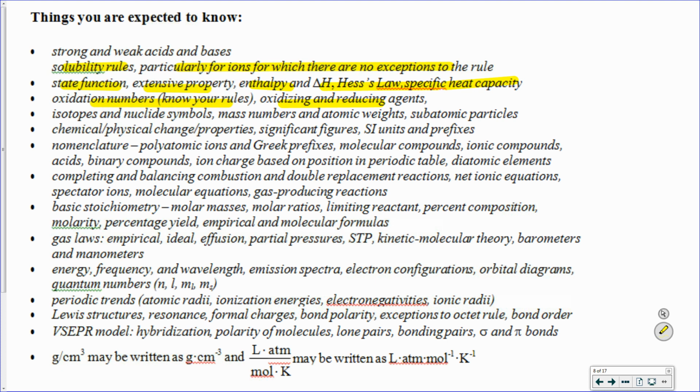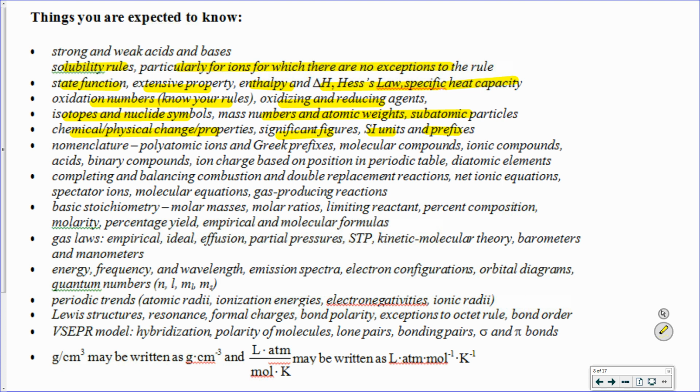Go back and remember way back from chapter 2 what an isotope is. All right, and what those symbols mean for the mass number, atomic weight, subatomic particles, how many protons, electrons, and neutrons are in a particular atom. All right, chemical and physical change associated with properties, significant figures, the standard metric units as well as prefixes, some nomenclature that you'll be asked to do.